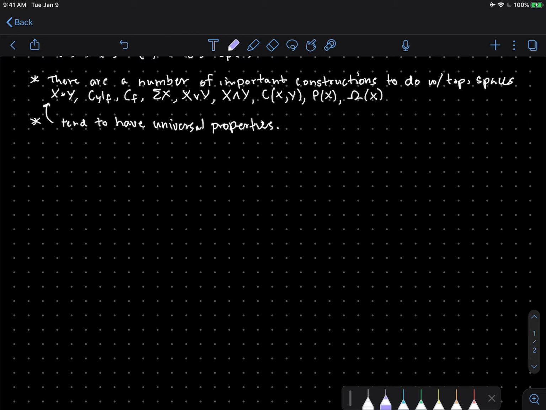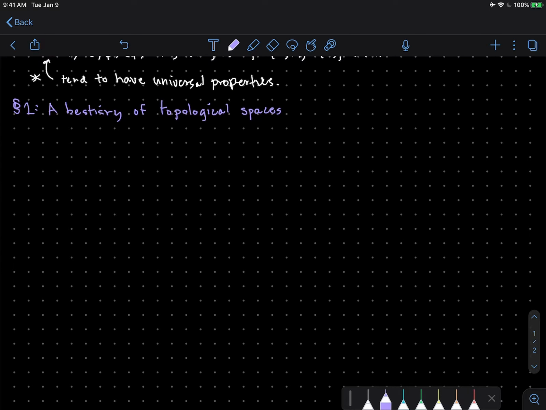All right, let's begin with part 1, which I'll just call a bestiary of topological spaces. Many of these should be review for some of you, but we'll make sure just to fix some notation.